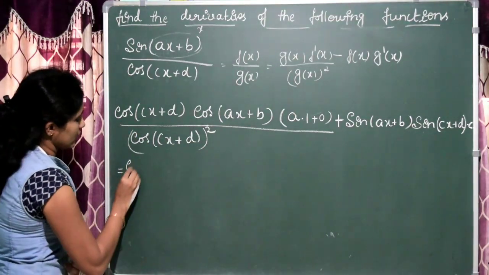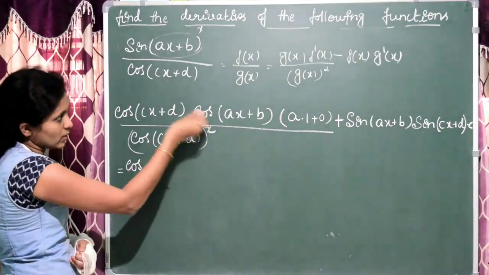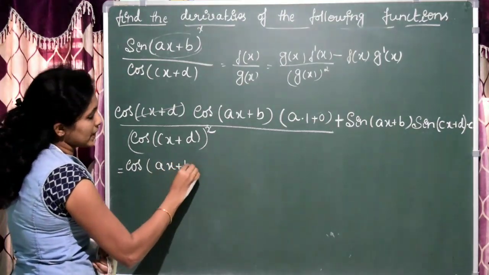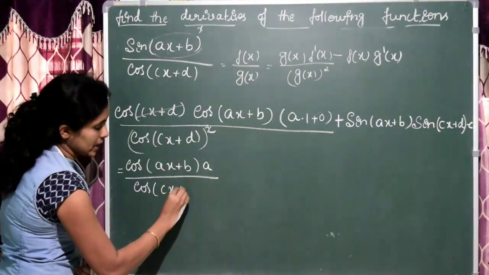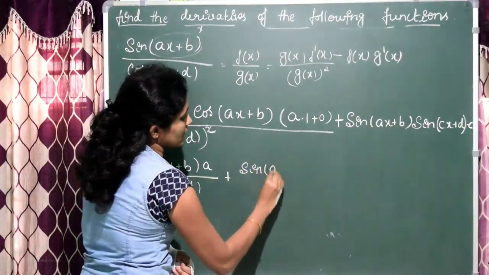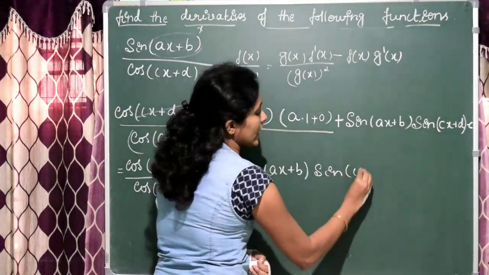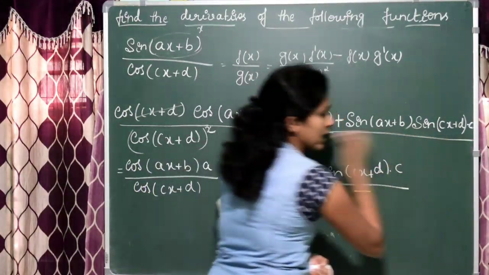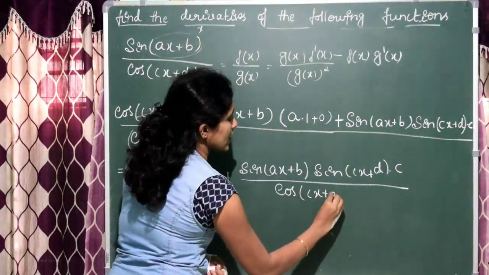See here. Let me write this one as cos of cx plus d whole square is there. 1 cos of cx plus d whole square will get cancelled with this one. What is remaining there? Cos of ax plus b into a divided by cos of cx plus d is remaining, right? In the first one plus second one sin of, here both are sin are there. So sin of ax plus b into sin of cx plus d into c is remaining divided by, so this is the denominator for everything. So divided by this will be now cos of cx plus d whole square.